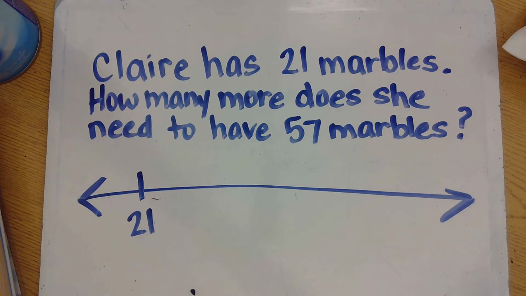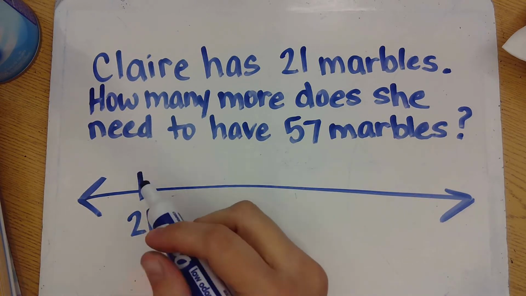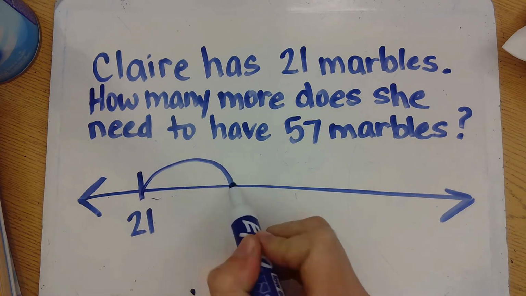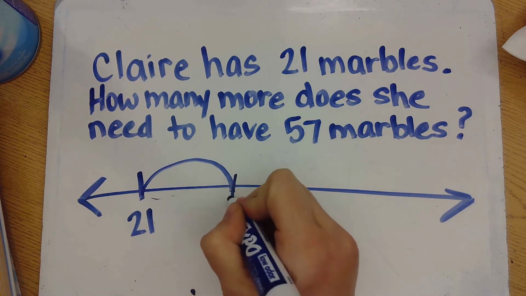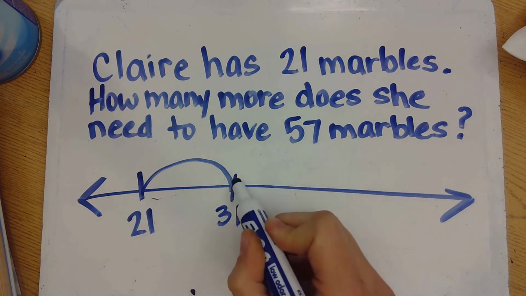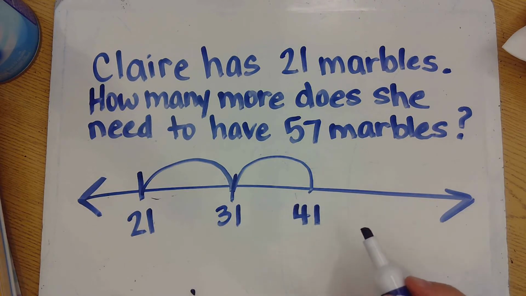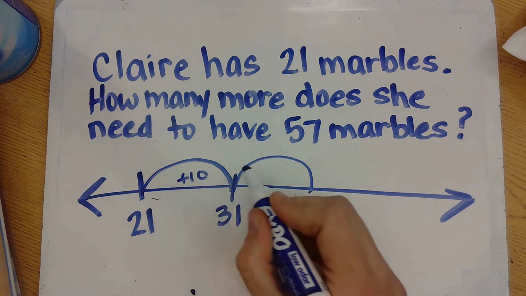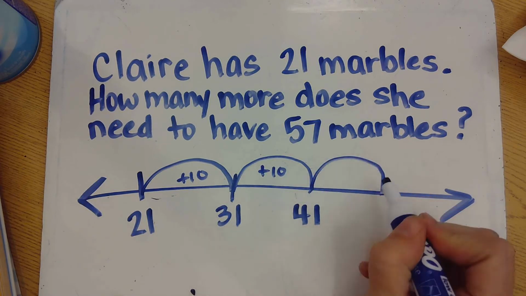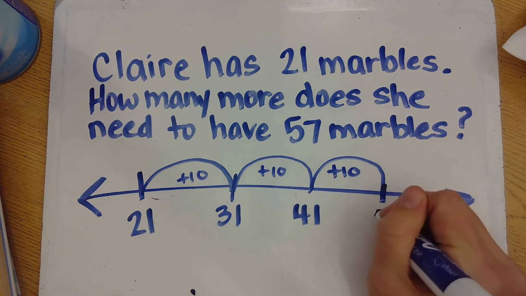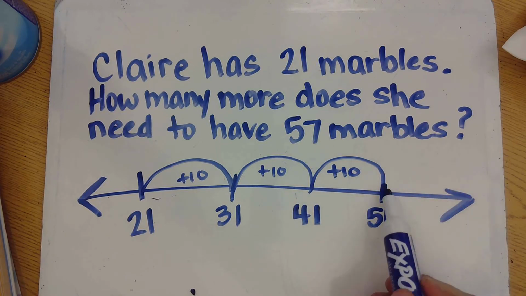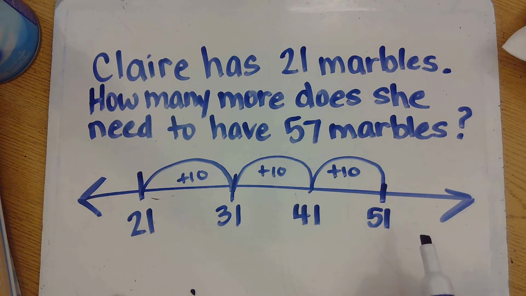So let's see how many jumps by 10 I can make to get as close to 57 as I can. So if I start at 21 and jump 10 spaces, that would take me to 31. Another 10 would take me to 41. Can I jump one more time by 10? Yes, I can. And if I jump one more time by 10, that gets me to 51. If I jump one more time by 10, it would take me to 61, and that would be too much. We're trying to get to 57.